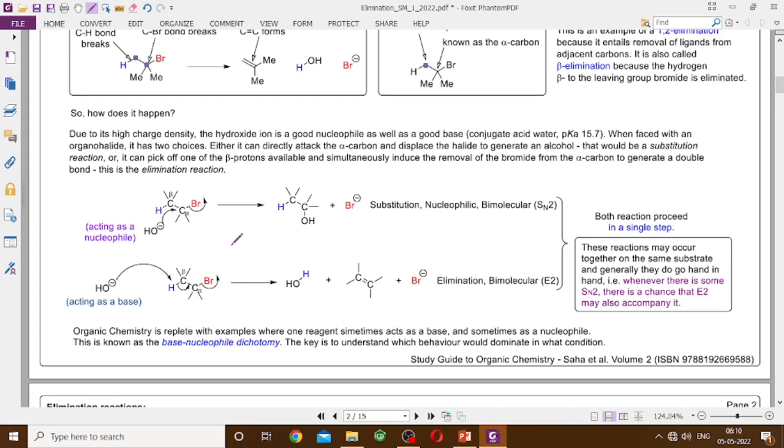paradigm illustrates that species like hydroxide can act as a nucleophile depending upon reaction condition, and if you change the reaction condition or the substrate, then it can also act as a base. And when there is an option of acting as a nucleophile as well as a base, it generally does so.